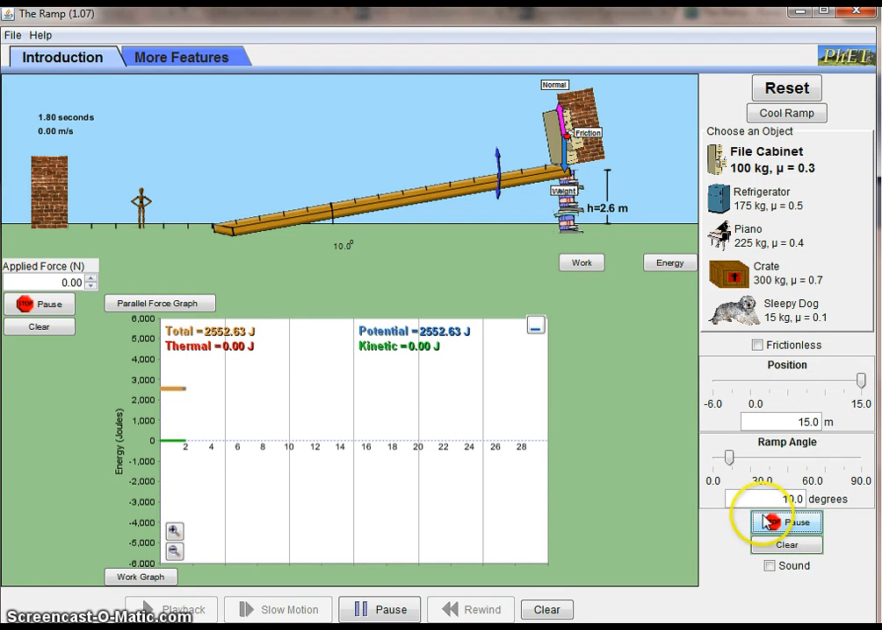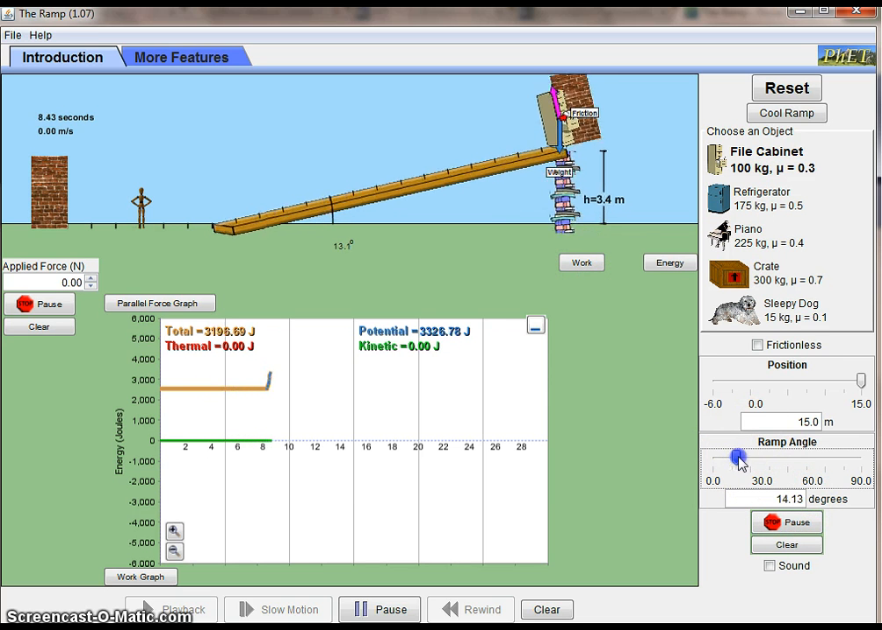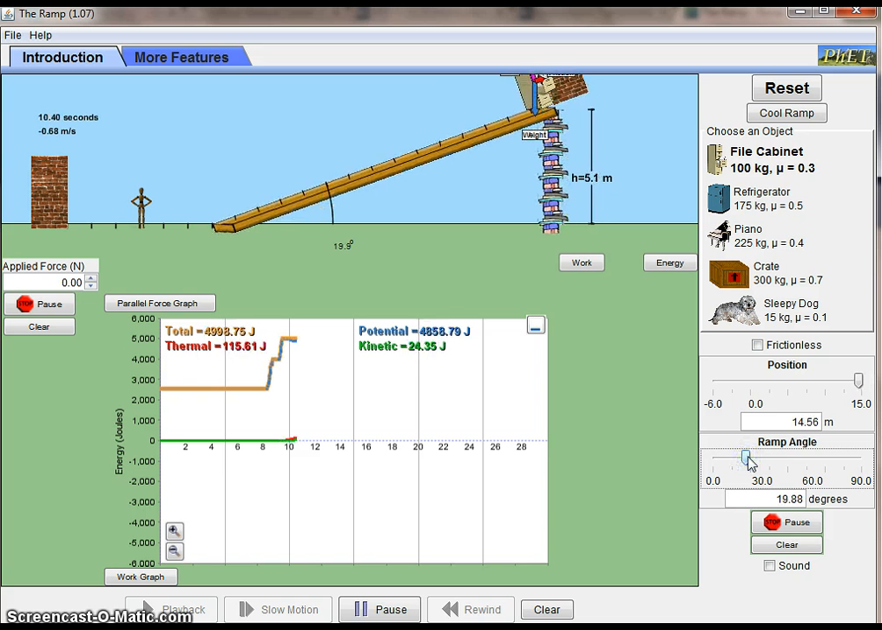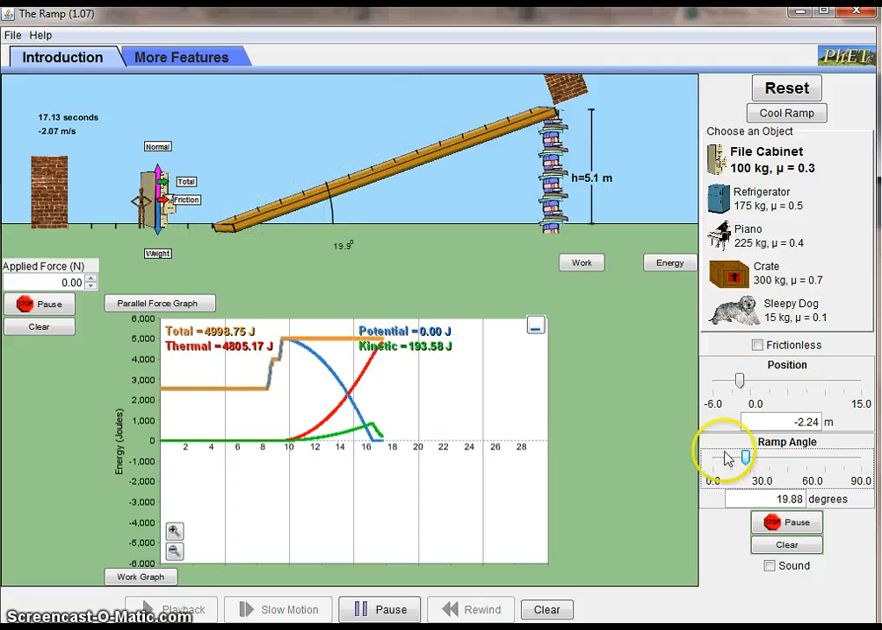At 10 degrees, the friction is too great to see any motion, so I'm just going to increase the angle until I get some motion here, and students can kind of play around with this to begin their study of the frictional and the normal forces.